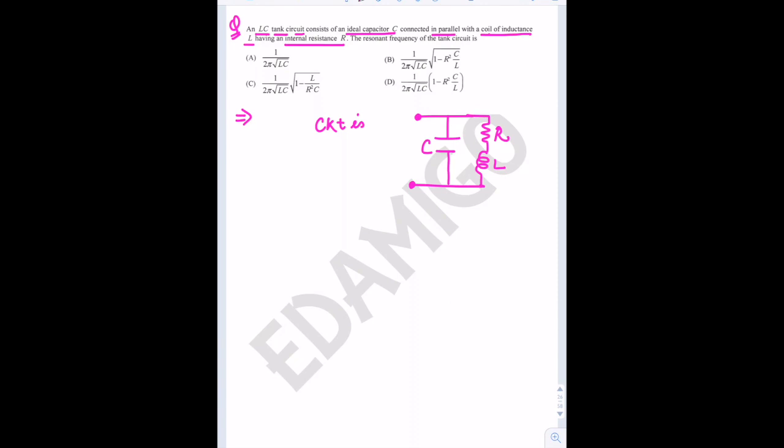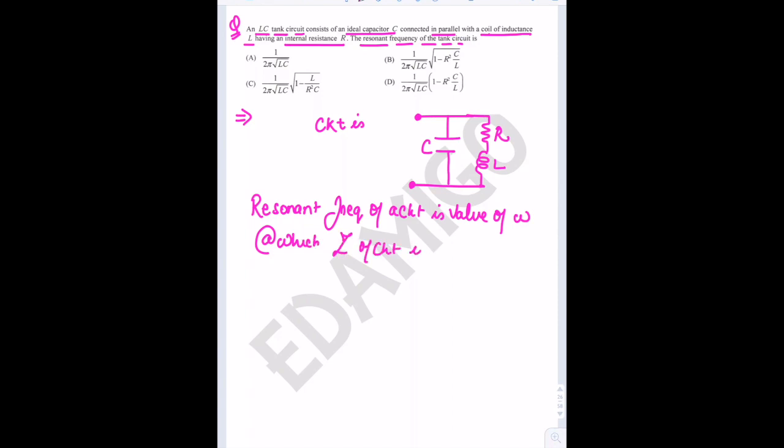Now we have to find the resonant frequency. Now we all know what is the resonant frequency. So resonant frequency of a circuit is the value of omega at which impedance of the circuit is real value.